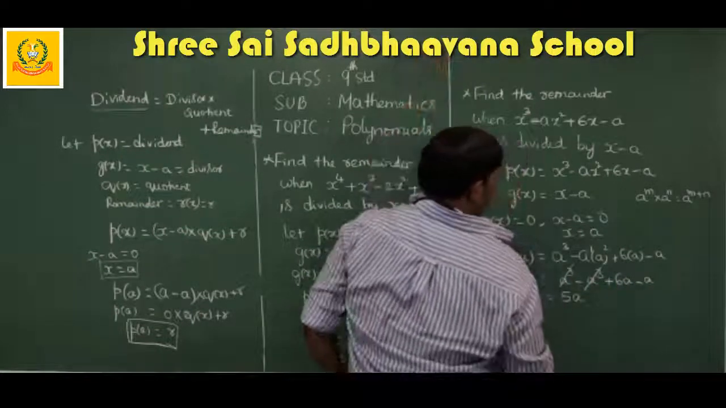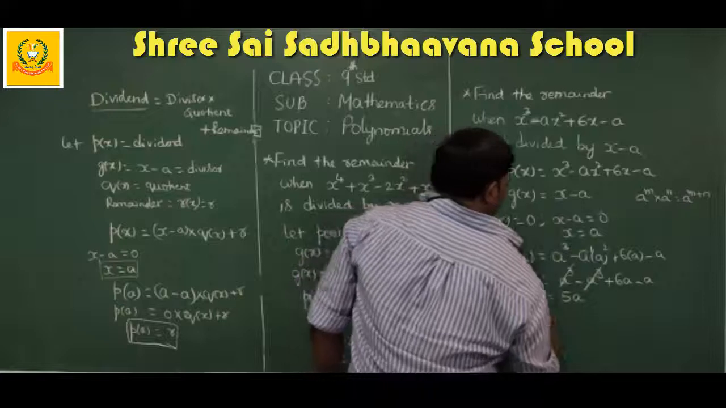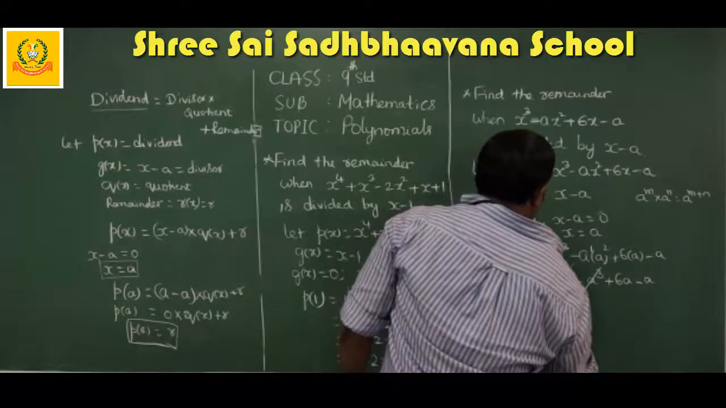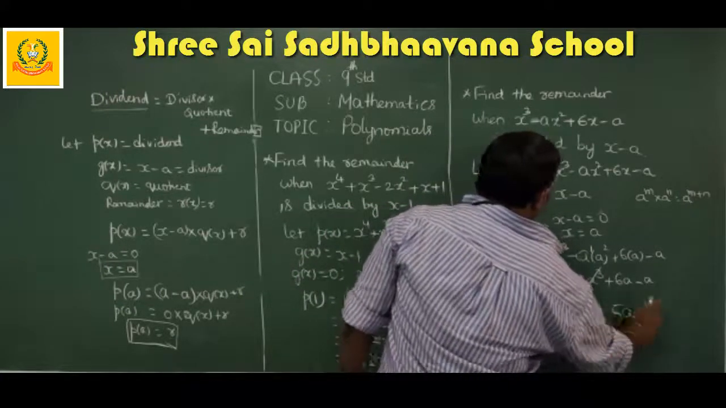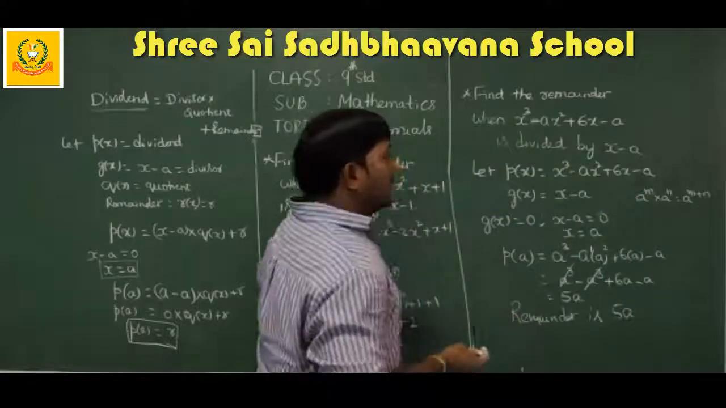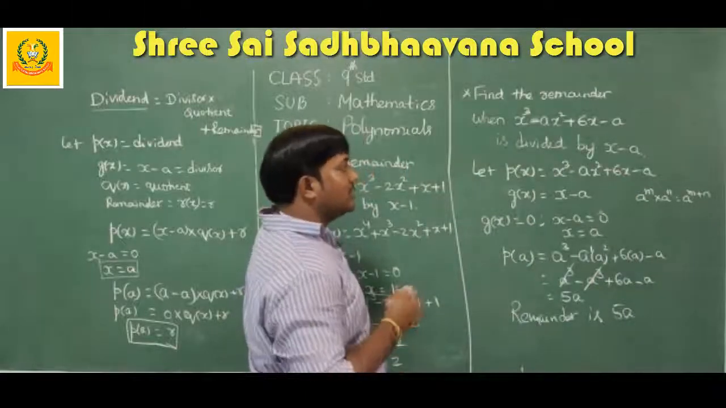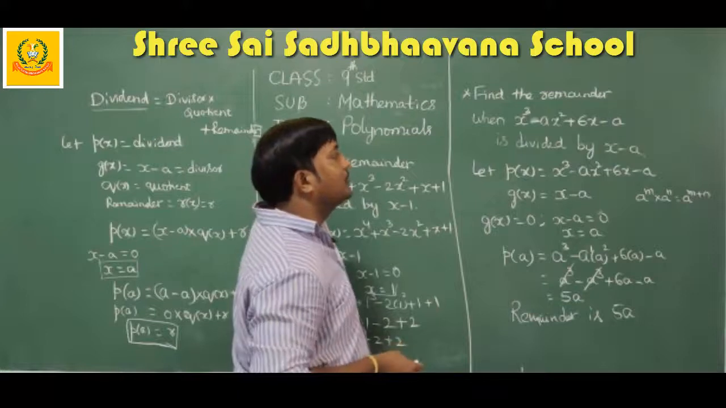So 6a minus a is 5a. So what is the remainder here? The remainder is 5a. I hope you understood this. I'll just explain once again.